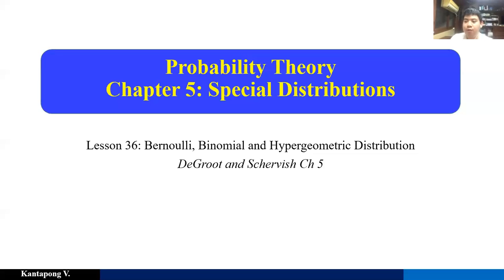For chapter 5, you can expect that there will be no new content, but it's going to be like a review, and we talk about the practical aspects of distributions together. And in this lesson 36, we talk about the binary, binomial, and hypergeometric distributions. So let's begin.